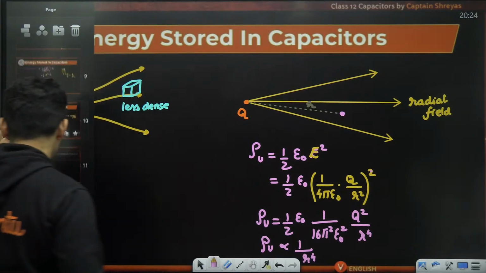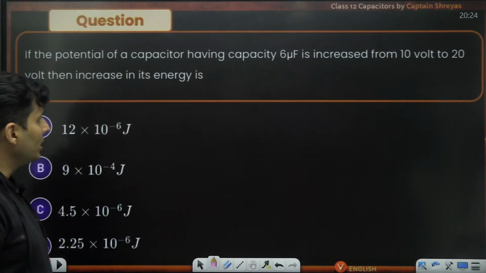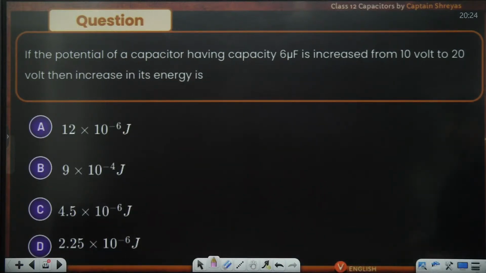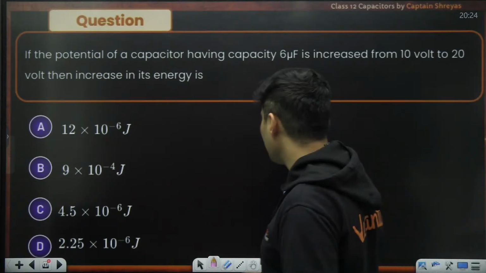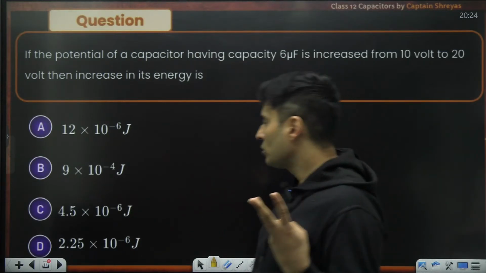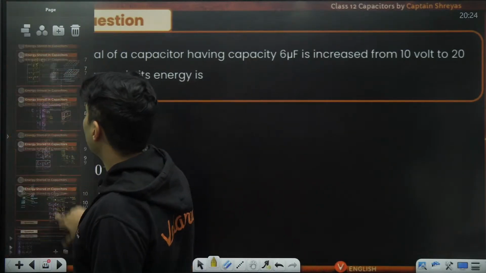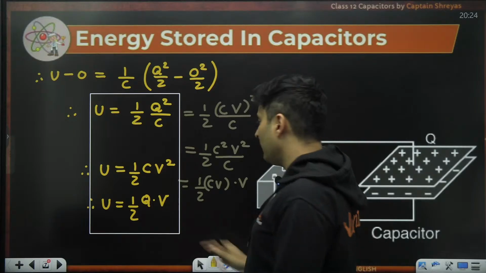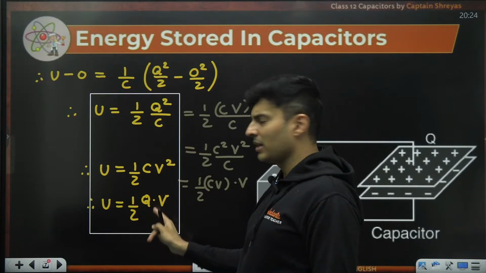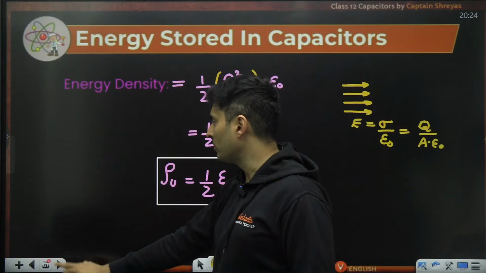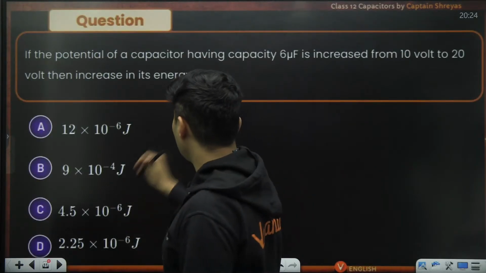So let's solve some questions coming up on your screen. The potential of a capacitor having 6 microfarad capacity goes from 10 volts to 20 volts. What is the increase in the energy? Capacitance is given and voltage is given. So the correct formula out of these three, because capacitance and voltage are given, I will use half CV square. Charge is not given, so why bother about these two?